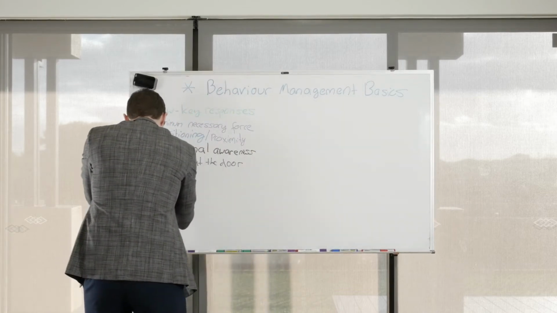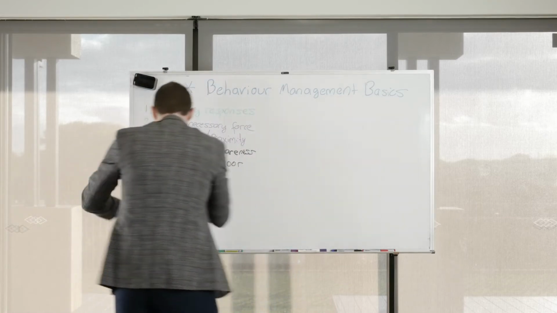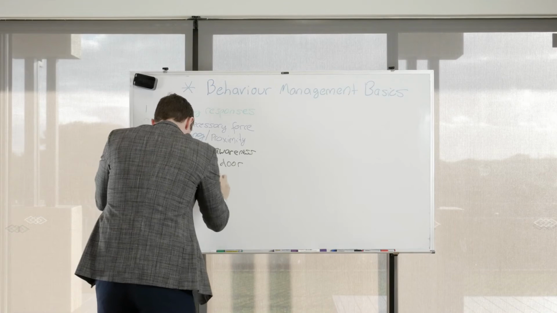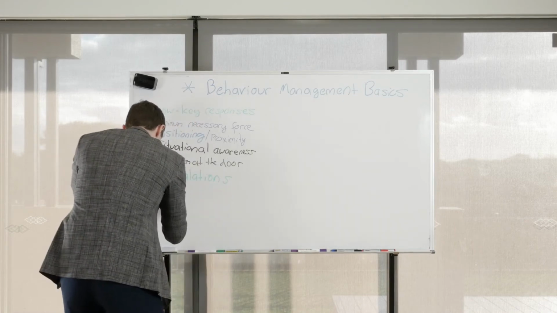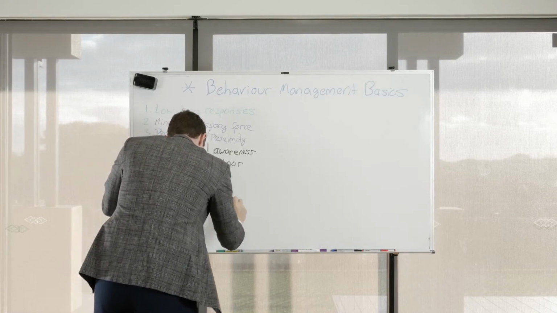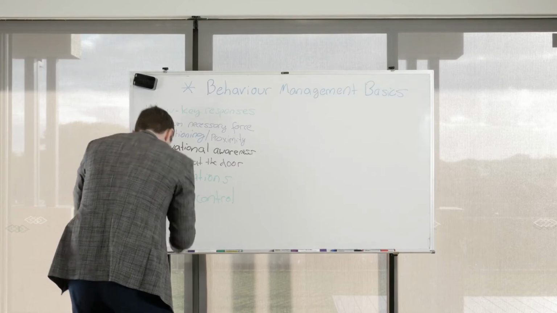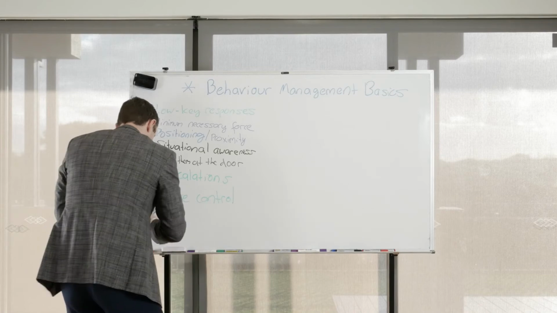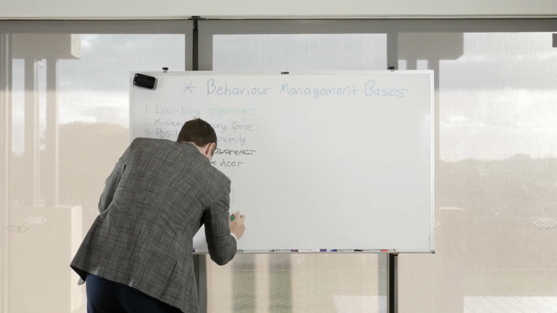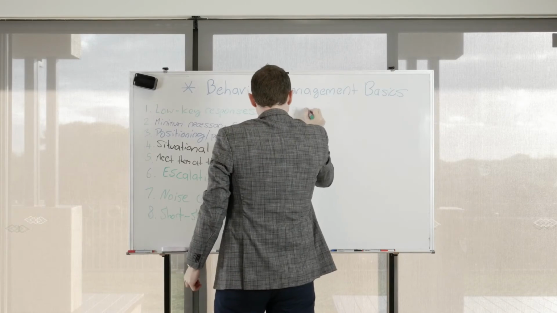Right, so we have number 6, which is... that one's not working very well. Number 6 is escalations. Number 7 is noise control, which is a very interesting one. Number 8, short, sharp activities. Number 9, positive prompting.